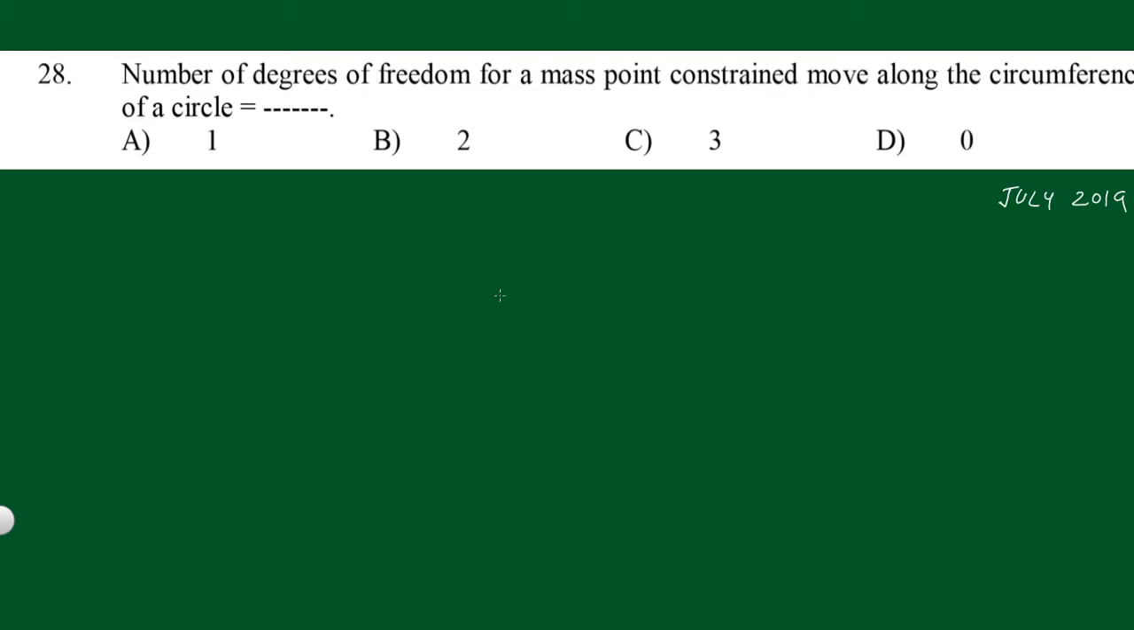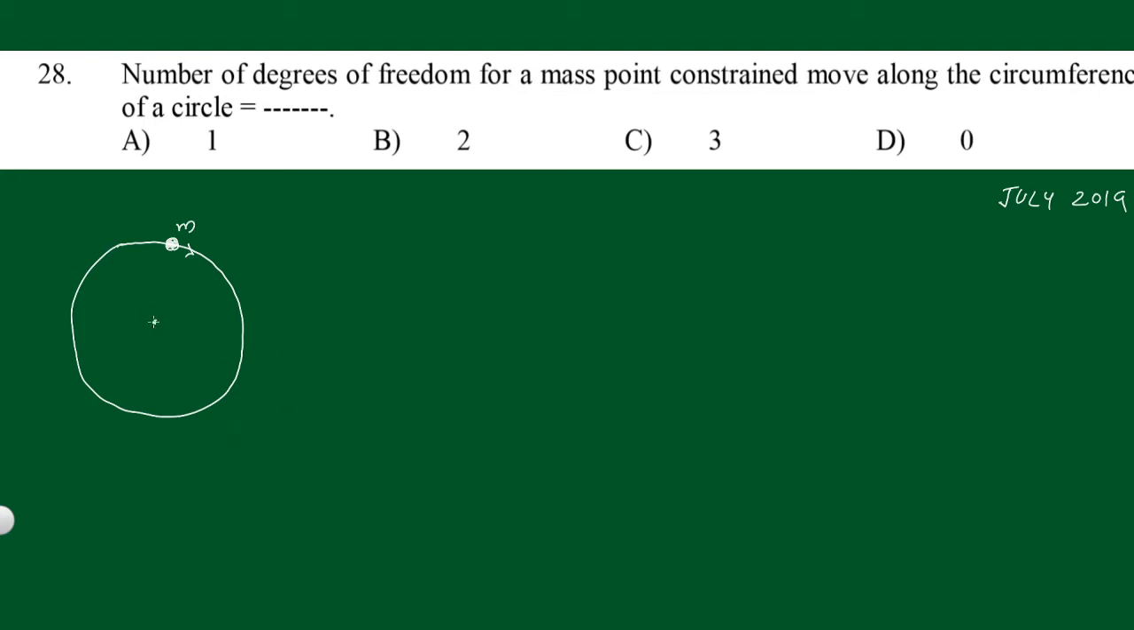This is a July 2019 set question. The question is: number of degrees of freedom for a mass point considered to move along the circumference of a circle. So here is one mass point that is moving along the circumference of a circle. This is the problem, and it is moving along the circumference of the circle.